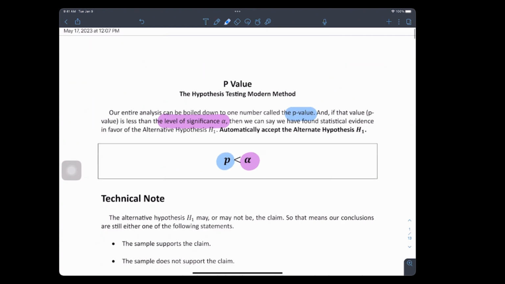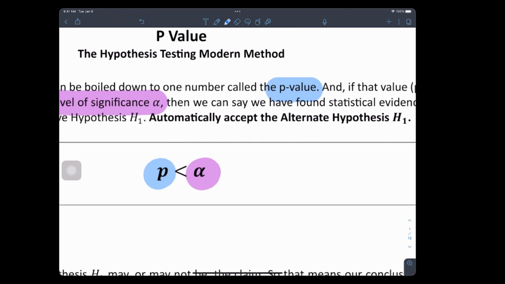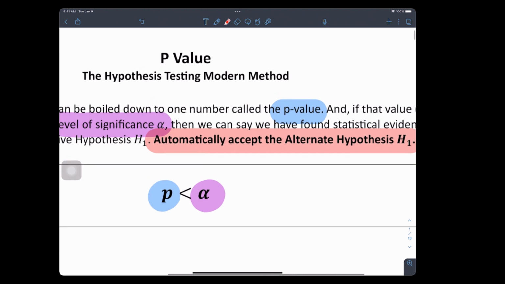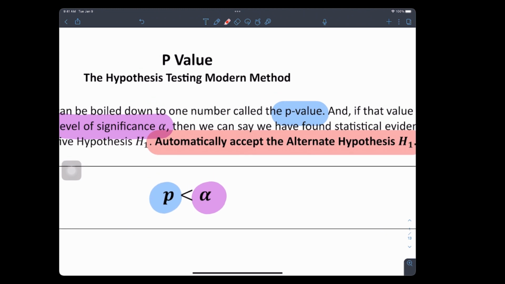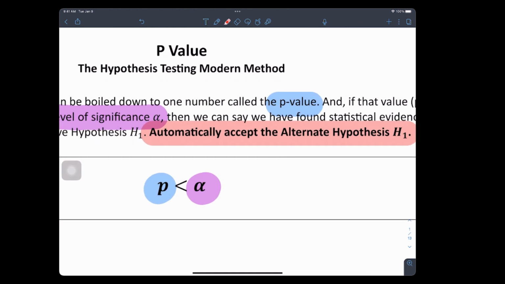Okay? Now, what happens is this. If the p-value is less than alpha, you want to know what we can do? Then we what? Automatically accept the null hypothesis. This is the modern method. This is why we warmed up today doing a little support by looking at some mathematics, the less than sign, and really comparing decimals. Because P, there's no coincidence why we call it P.